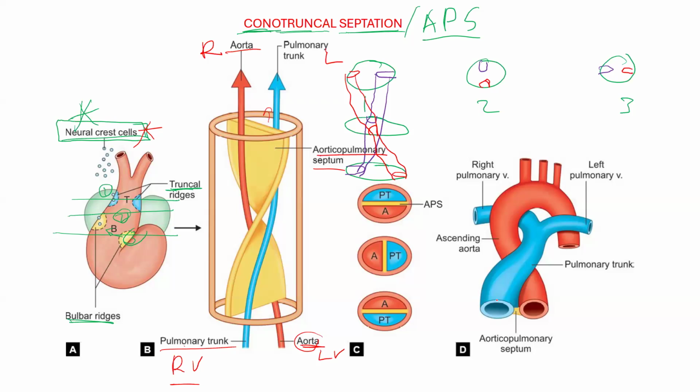And this explains why the pulmonary trunk, as you saw in the anatomy lab, crosses the aorta. So you can see the pulmonary trunk goes to the left, whereas the aorta goes to the right.